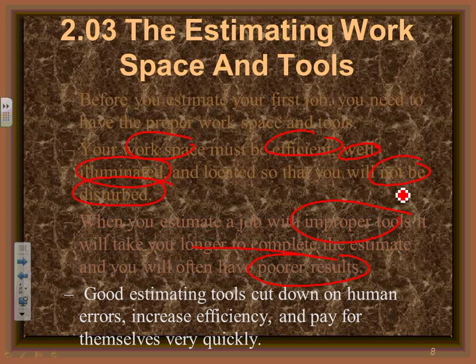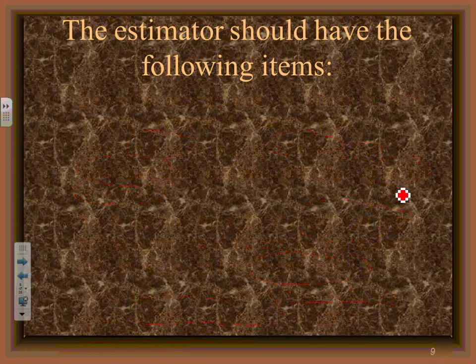If you have good estimating tools, of course, it cuts down on human errors. It increases your efficiency, that's the most important thing, and pays for itself. So that's why investing in a wheel instead of the scale ruler that you guys are using is a much more efficient and much better way of doing business.